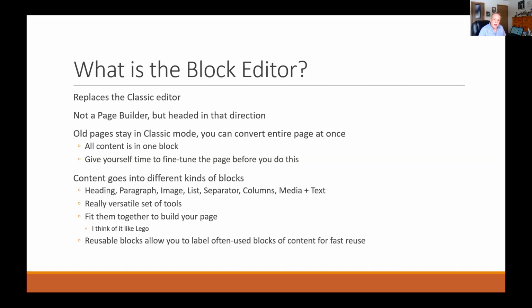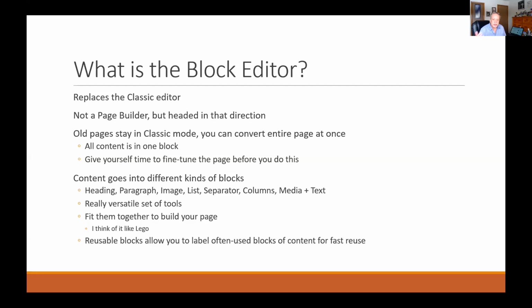Your content in a block editor goes into different kinds of blocks. The more common ones: heading blocks, paragraph blocks, image blocks, list blocks, separators, which is the horizontal rule that's so often used in web pages, columns, and then one of my favorites, the media plus text, which was a difficult needle to thread in the classic block editor, is to have media or an image on one side and then text on the other. Because the formatting would often break depending if you were in laptop mode, desktop mode or tablet mode or cell phone mode. So the media plus text block works really, really well in the new block editor.